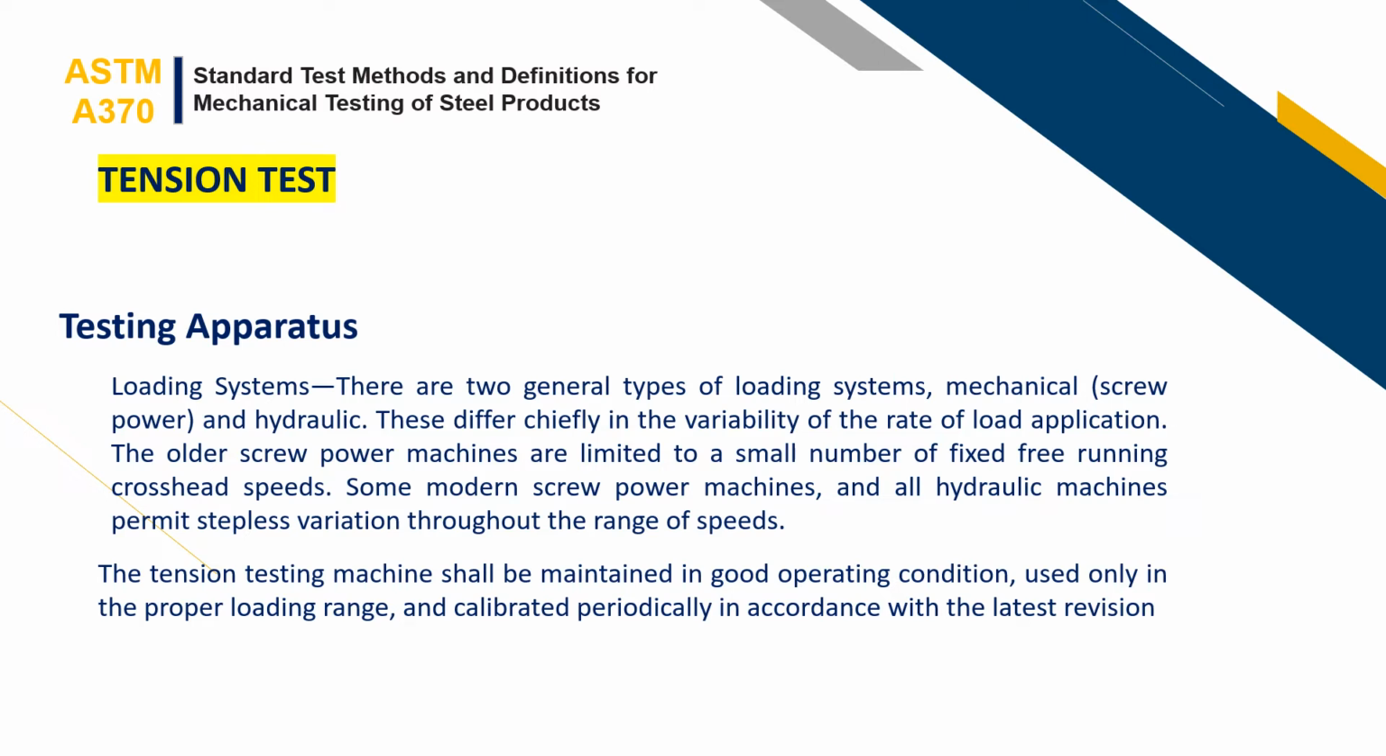There are two general types of loading systems, the mechanical and the hydraulic loading system. These differ chiefly in the variability of the rate of load application. The older screw power machines are limited to a small number of fixed free running crosshead speeds. Some modern screw power machines and all hydraulic machines permit stepless variation throughout the range of speeds. The tension testing machine shall be maintained in good operating condition, used only in the proper loading range, and calibrated periodically in accordance with the latest revision.